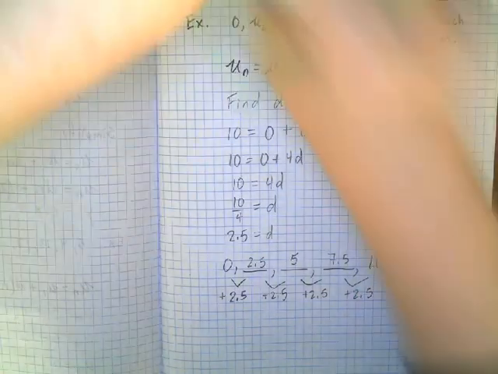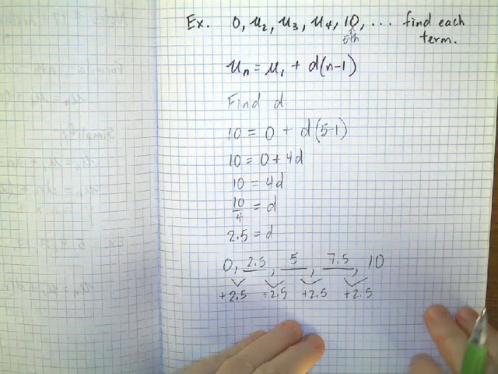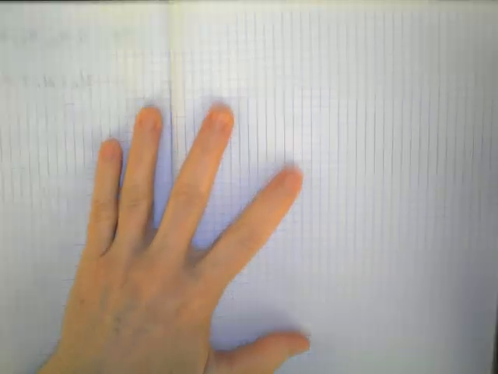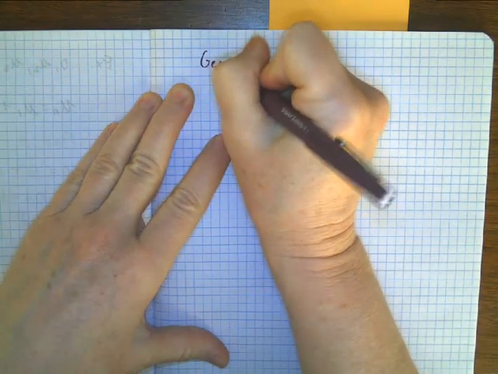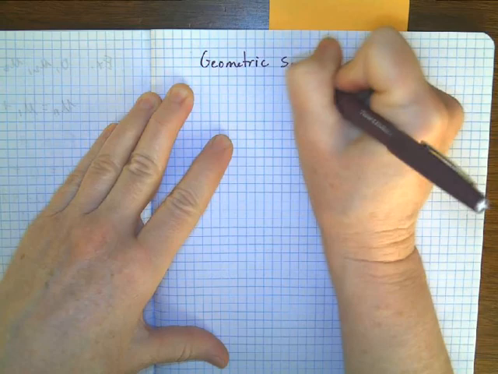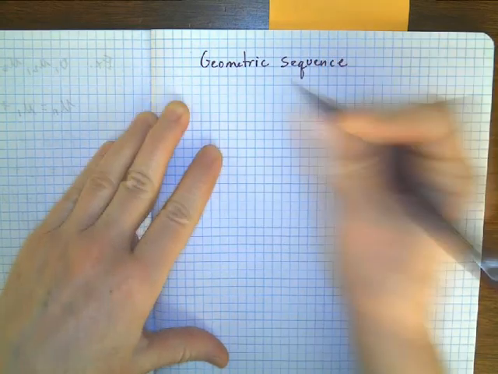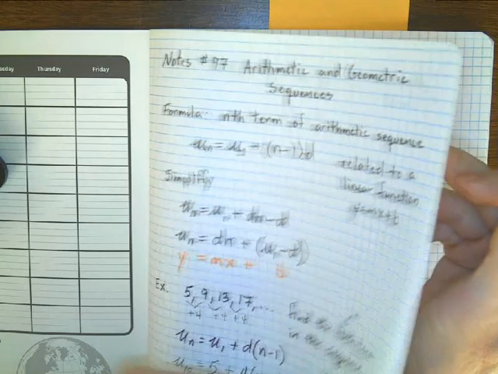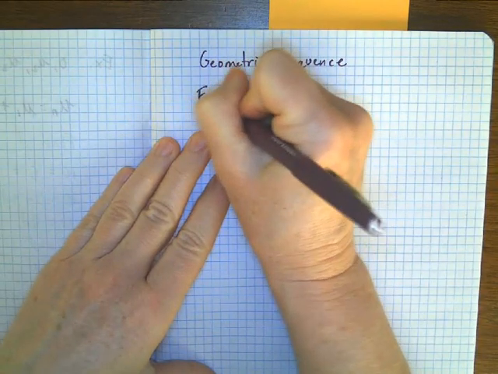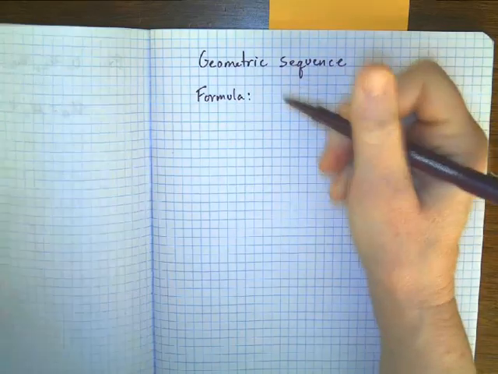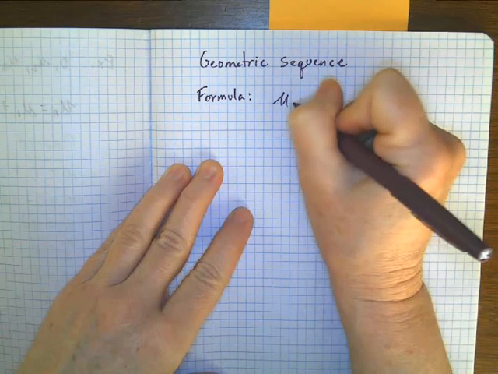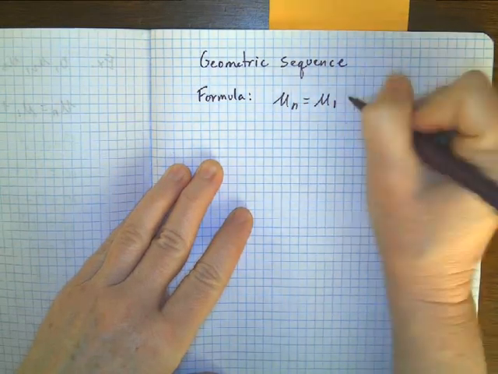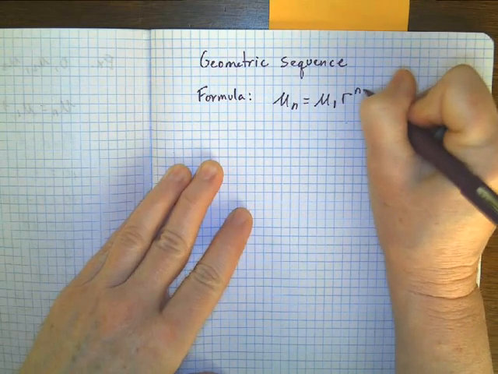Geometric. So if we have a geometric sequence, that means each successive term is being multiplied by something. We're not adding, we're multiplying. So a geometric sequence has this formula. Okay, I'm just going to write it down. So u sub n is equal to u sub 1 times r to the n minus 1.